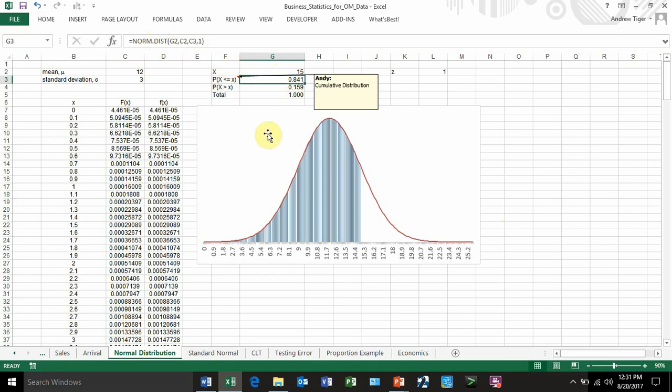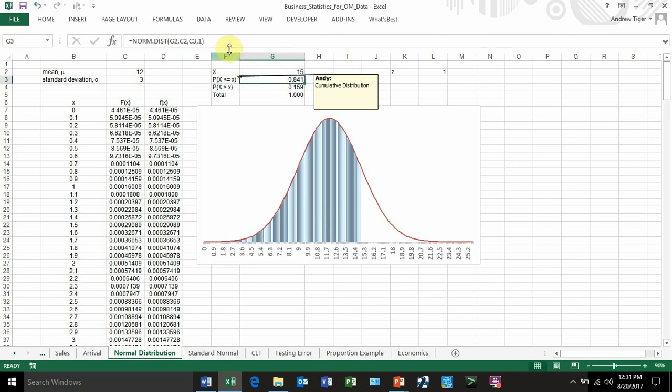The norm.dist formula tells you the area to the left of a specific value. So let's say I've got a normal distribution centered at 12 with the standard deviation of 3. If I want to find the area to the left of 15, so I'm centered at 12, 15 is about right there, so the blue is the area to the left of 15.